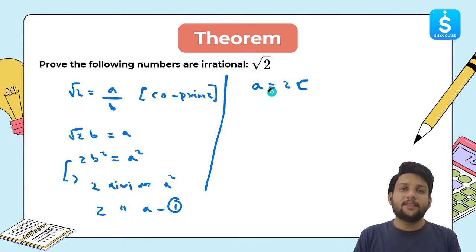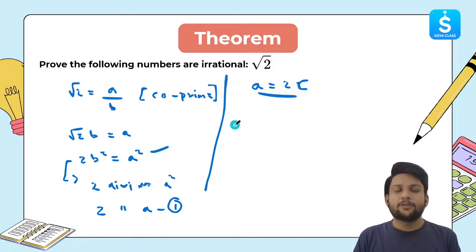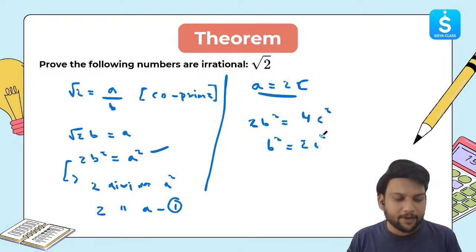Now I will take this equation and substitute here. So what will I get? I will get 2b squared equals a square, that is 2c whole square, that is 4c square. Next, I will again cut, and I will get b square equals 2c square. Great.